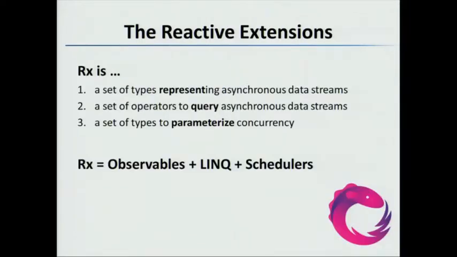So Rx is really three pieces. First of all, it's the interface that Bart was talking about, and that is the way we represent asynchronous data streams. The second thing is that it's the ability to query these asynchronous data streams. And the third is the ability to parameterize the concurrency, because they're asynchronous data streams, and we parameterize it with schedulers. So if you remember one thing from today, I would remember Rx is observables and LINQ and schedulers. And that's the representing part, the query part, and the parameterizing concurrency part.